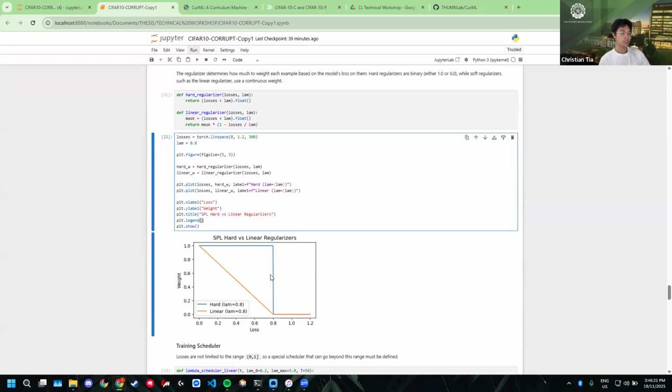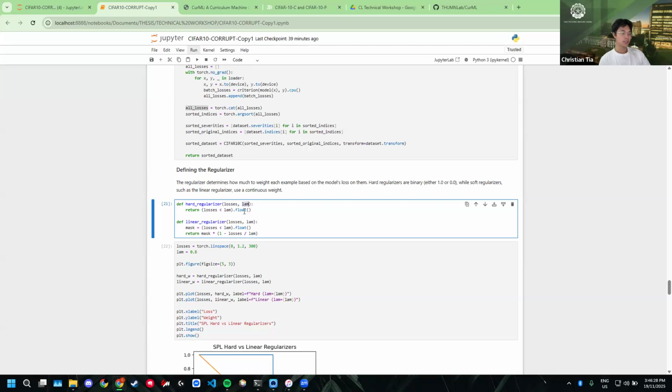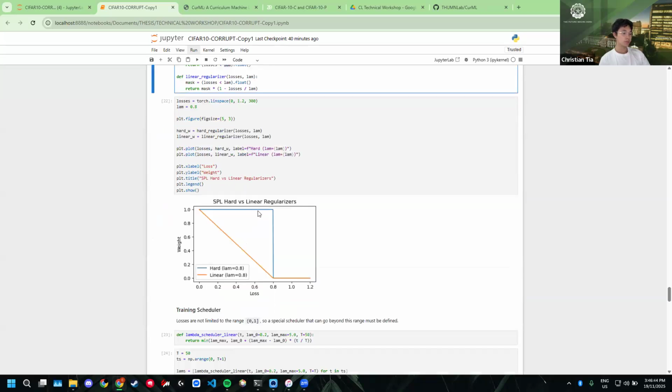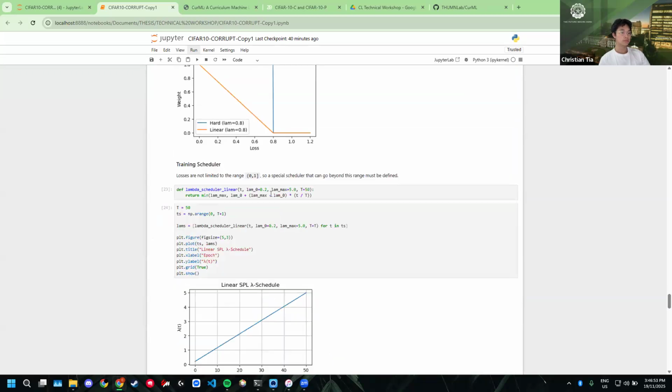So this visualization is just based on these two functions that I defined here. The hard regularizer will just compare the loss and the lambda. Losses here is an array, so you can simply do a conditional and then convert it to a float. If the loss is less than lambda, this would be 1.0 because it's true, so this is all 1.0 here, and then the rest would be 0.0. And the linear regularizer will just perform this linear function right here.